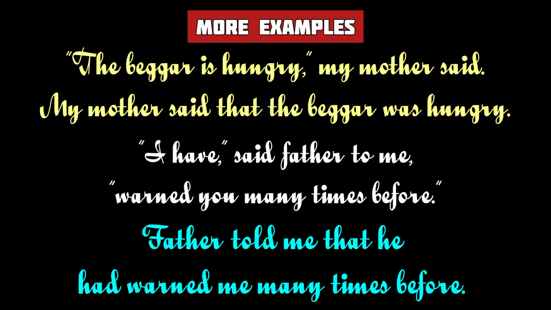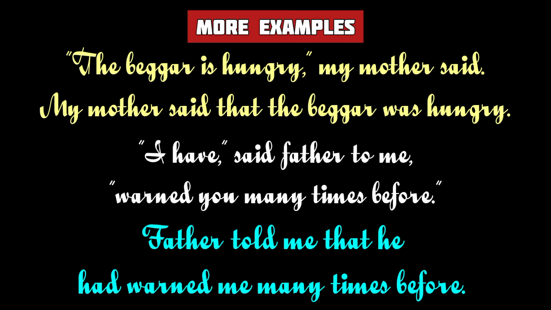Sometimes we see that the reported speech comes before the principal clause containing the reporting verb. This is done to shift the focus to the statement rather than the speaker. For example, "The beggar is hungry," my mother said. But in indirect speech, the principal clause containing the reporting verb comes first. My mother said that the beggar was hungry.